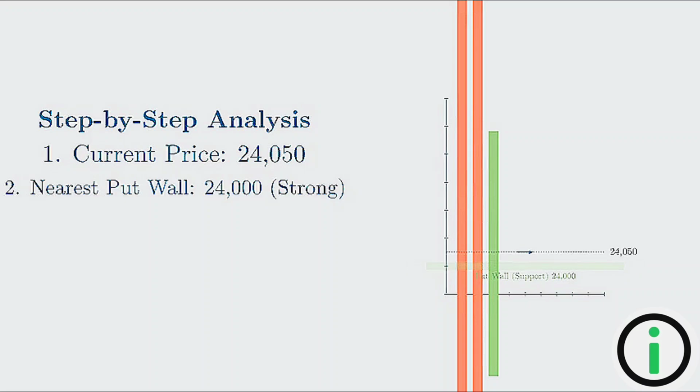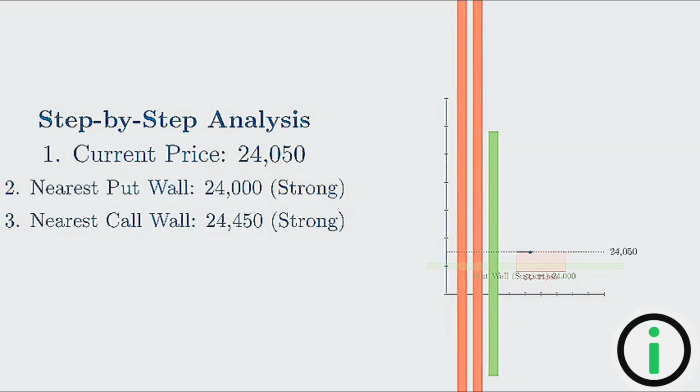If we enter a buy or long position here, we can place our stop loss just below 24,000. Why below the wall? Because for the price to hit our stop loss, the market would have to break through the conviction of millions of contracts held by institutional sellers. That is a difficult task.